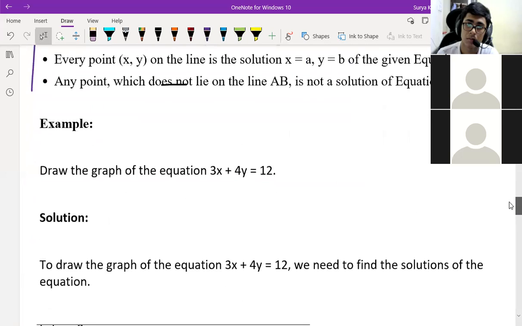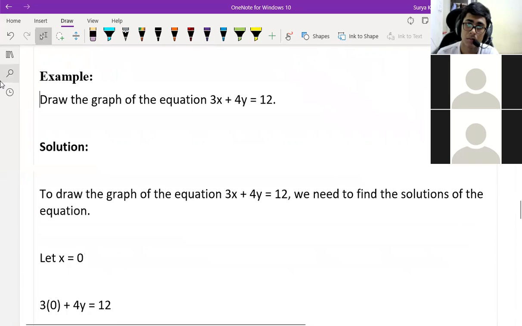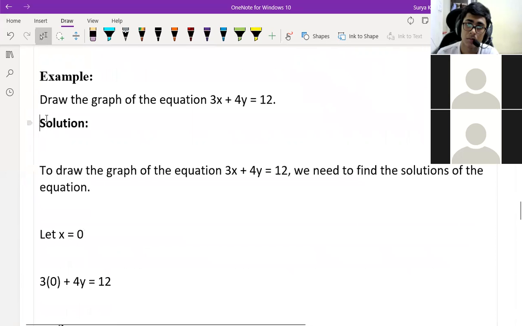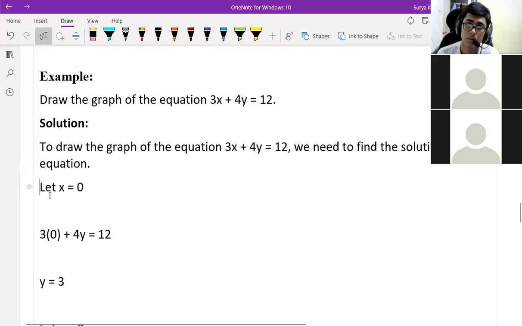Okay. Next. Draw the graph of this. You can draw, children. Draw the graph of 3x plus 4y is equal to 12. You can draw it easily, right? All of you just draw in the notebook and show me. Sir, watch it. This graph: 3x plus 4y is equal to 12.